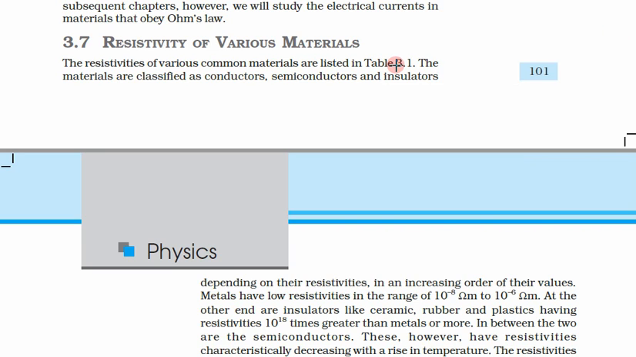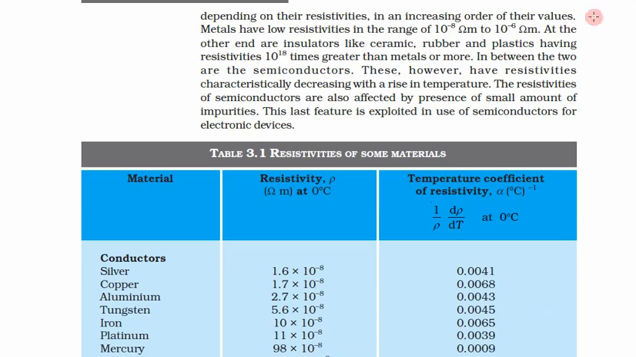Resistivity is listed in the table given below for the materials: conductors, semiconductors and insulators. So there are three types of materials, conductors, insulators and semiconductors, arranged in increasing order of their resistivity values.